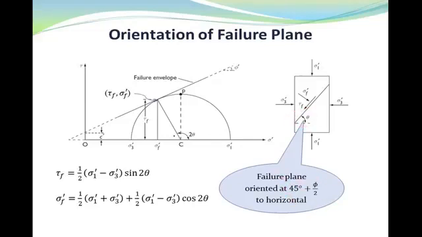Actually, this angle theta can also be shown on the Mohr circle, which is 2 times theta, and the stresses at the failure point, tau f and sigma f dash, can be calculated as a function of the effective principal stresses sigma 1 dash and sigma 3 dash. So we can calculate these 2 stresses based on the applied stresses that we recorded in the experimental test in the laboratory.